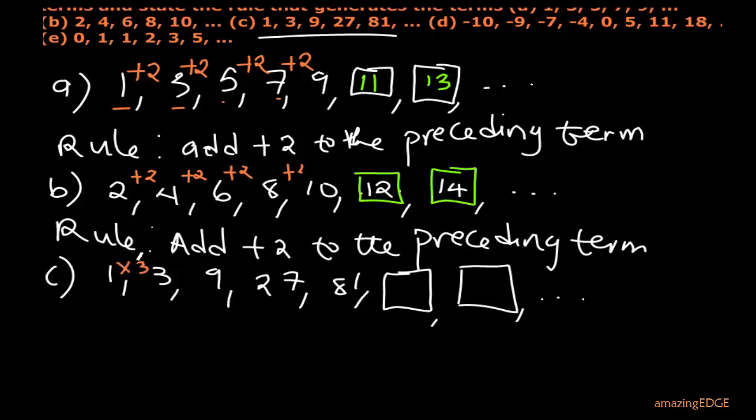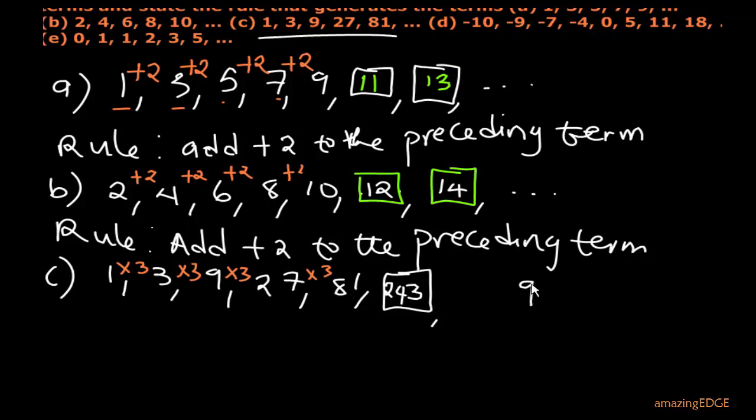So if you multiply 1 by 3, it will give you 3. 3 by 3 gives you 9. 9 by 3 gives you 27. 27 by 3 gives you 81. In order to get the next term, you multiply 81 by 3. 3 times 81 gives us 243. Then to get the next term, you multiply 243 by 3. This will require a bigger box. 3 times 3 is 9, 3 times 4 is 12, 12 plus 2 is 14, and so this is 729, and so on.